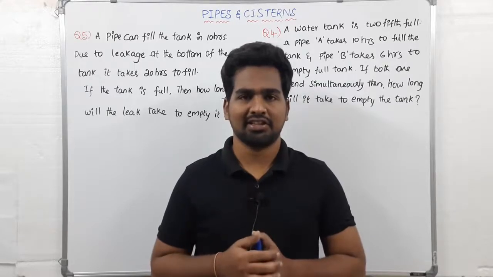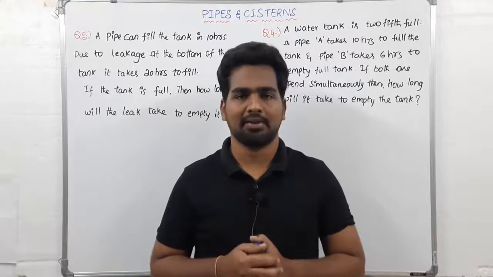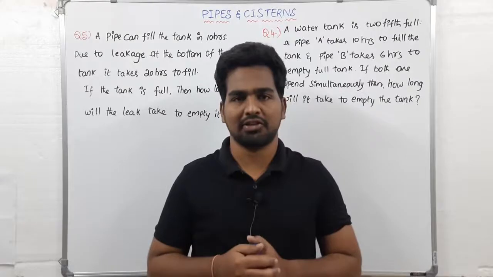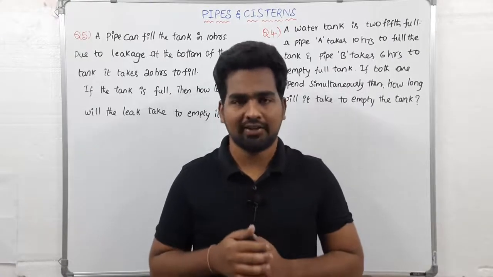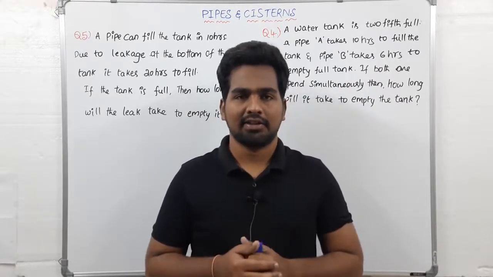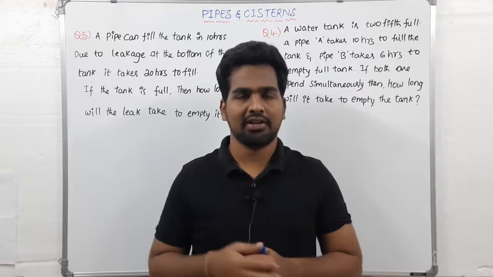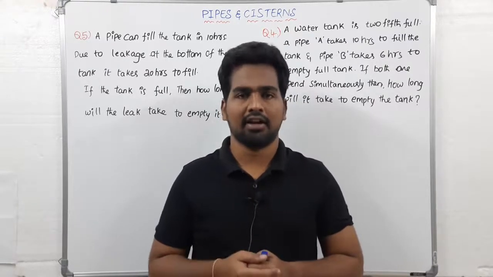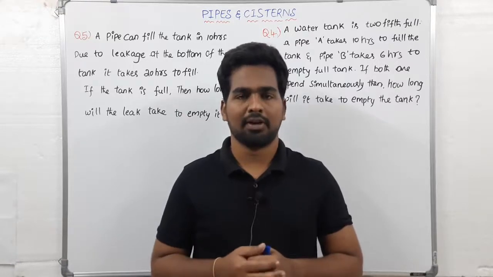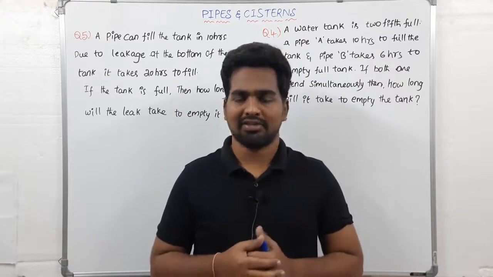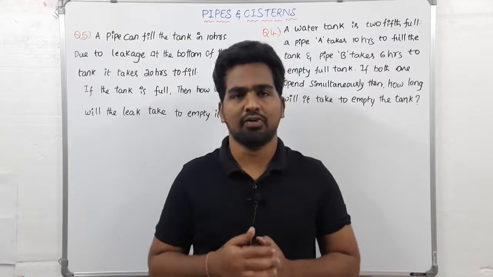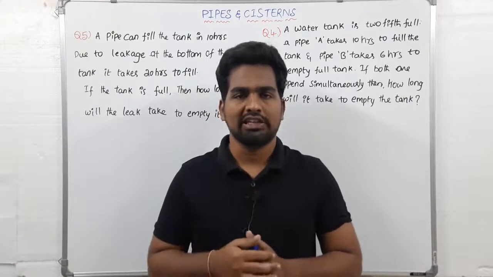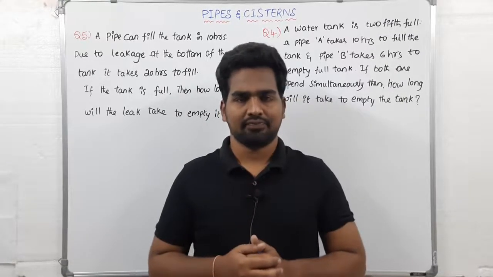In the previous lecture, we solved some example problems in the pipes and cisterns aptitude concept, in which we calculated the part of the tank that can be filled or emptied, and the total time taken to fill or empty the tank when both the inlet pipe and outlet pipe are opened simultaneously. In this video also, we are going to see similar kinds of problems.